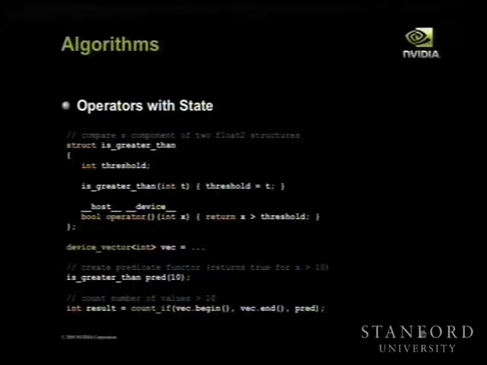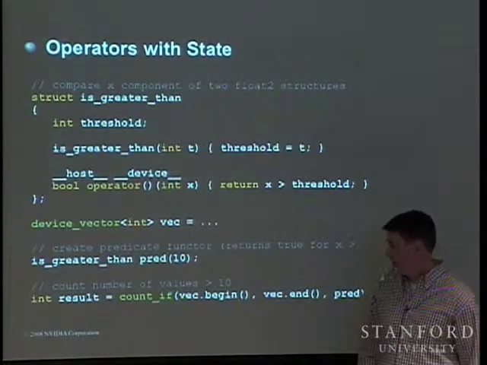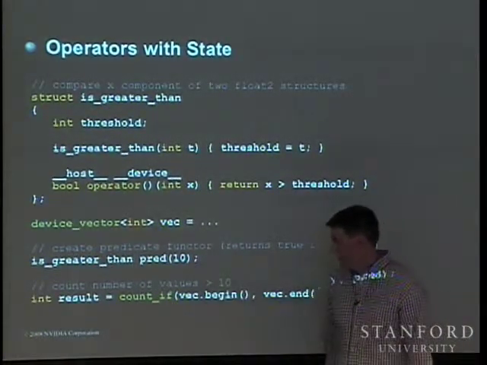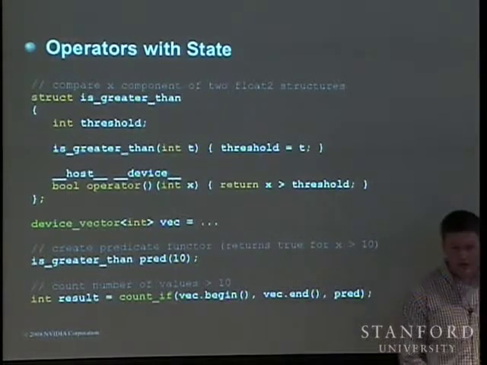The function objects I've shown so far are pretty simple. They just have a single member function that gets invoked. You can also use some variables inside them to do more interesting things. In this case, I have a device vector full of integers, and I just want to count how many of them are greater than some threshold. So I pick the number 10.